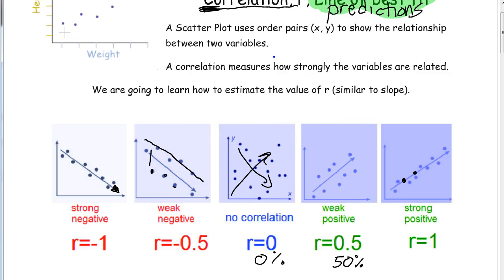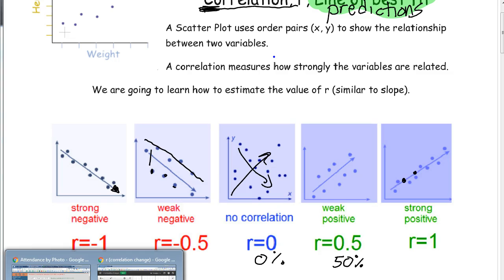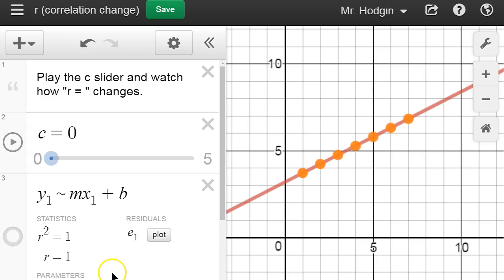Give you a different perspective, and this is something we're going to do next week. Well, actually, no, we're going to do this tomorrow. Now, here's an example of an r equal to 1. So that's the number you're looking at. That's the correlation coefficient. So when we say r, that's just a number.